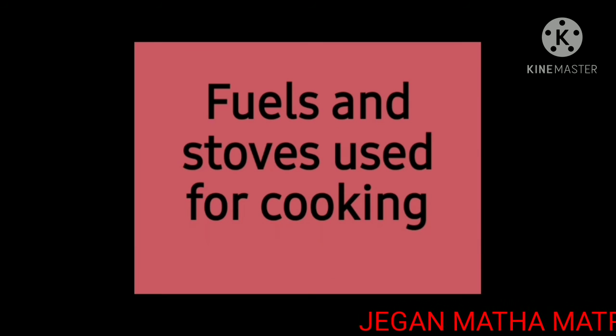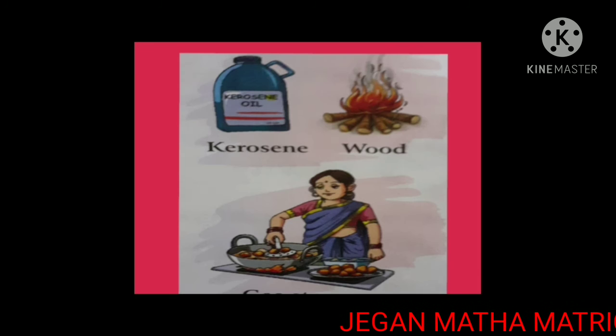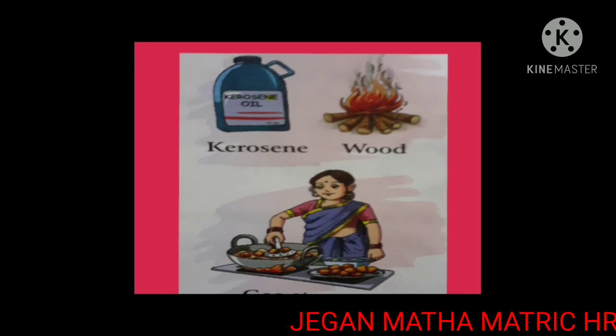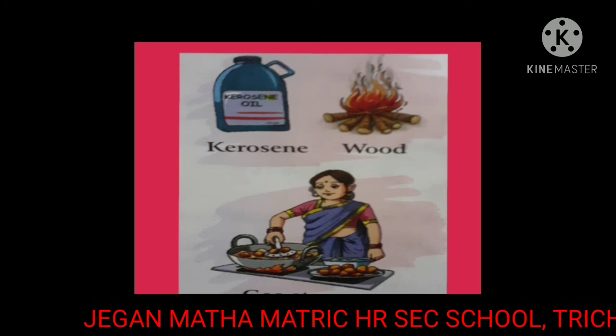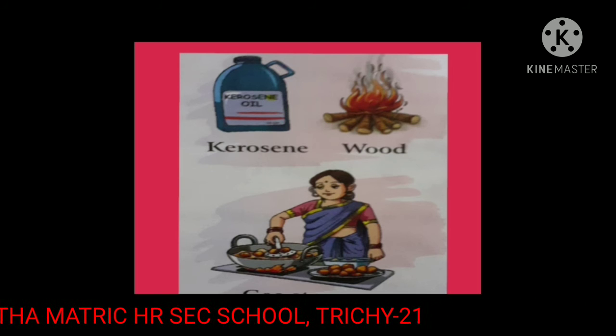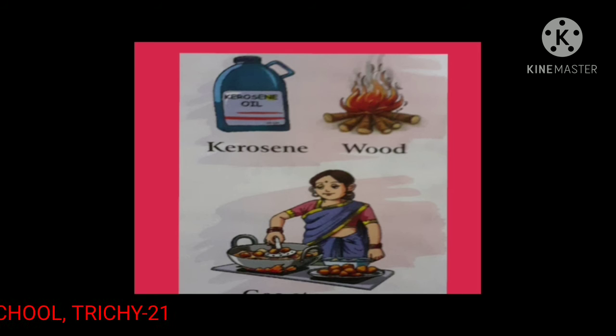First, you are going to learn about fuels and stoves used for cooking. Children, you have learned that food is cooked by heating. Things that produce heat on burning are called fuels. Coal, firewood, kerosene or charcoal are used as fuel in a stove. Coal and wood stoves give out a lot of smoke and cause air pollution when the food is cooked in them.